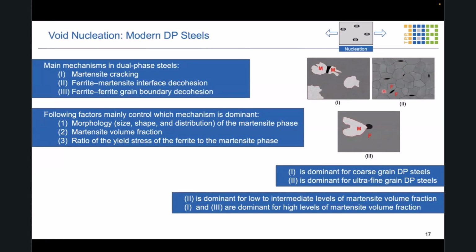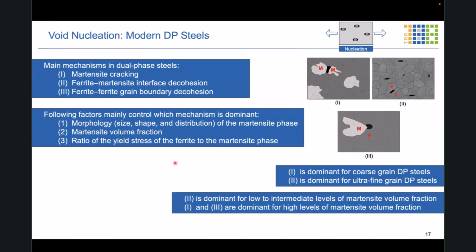And now we figured out that there are a couple of factors that mainly control which of those mechanisms is dominant. One of them is the morphology of the martensite phase, which we address with size, shape, and distribution. The second one is the martensite volume fraction. And the third and final one is the ratio of the yield stress of the ferrite compared to the yield stress of the martensite. So the mismatch or the contrast of the individual mechanical properties of the microstructure constituents.